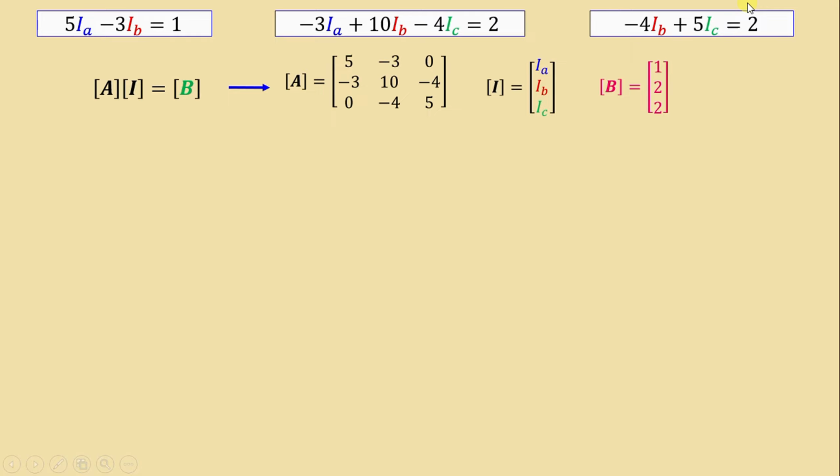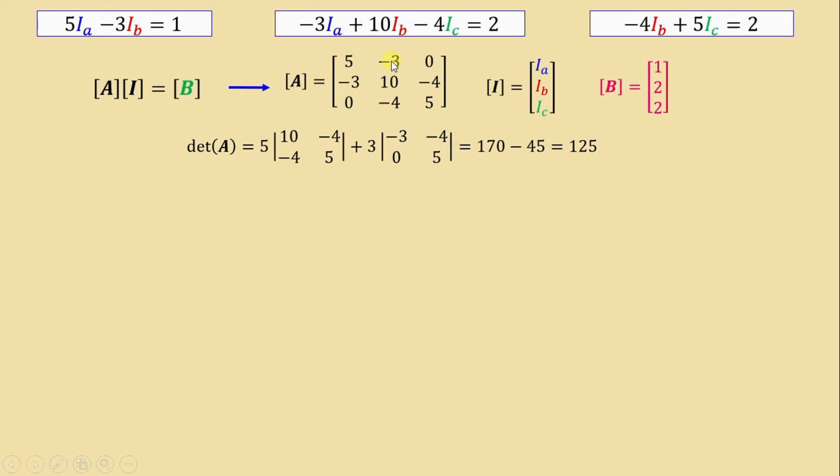Now we are going to apply Cramer method in order to solve those three equations. We start first by calculating the determinant of A. How do we calculate the determinant of A? We have 5 and we cancel the first row and the first column. It rests only 10, negative 4, negative 4, 5. Then we need to calculate the determinant of 10, negative 4, negative 4, and 5. Plus, why? Plus because we have here plus, minus, plus.